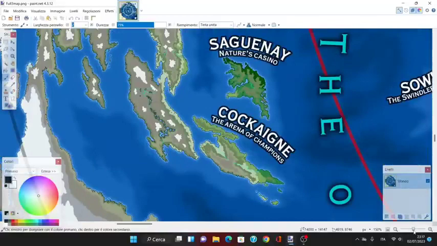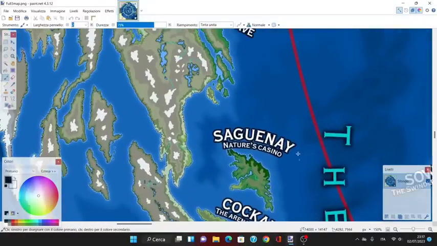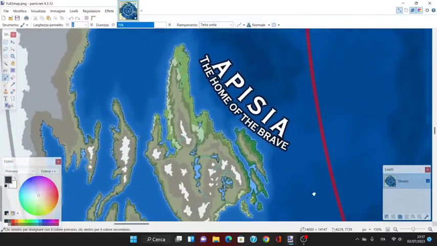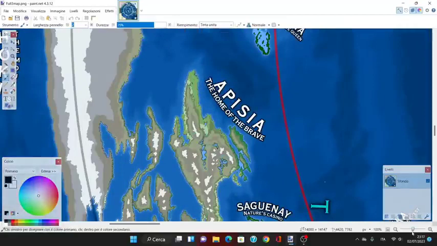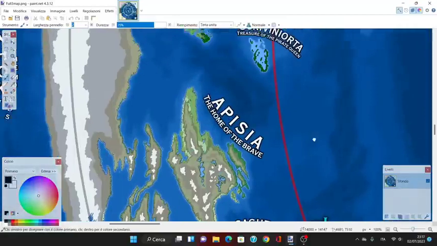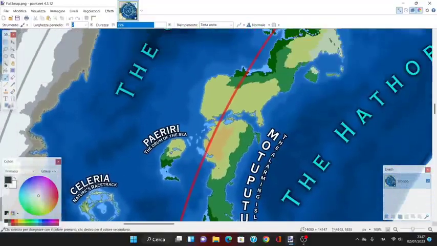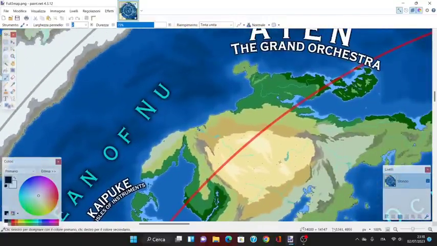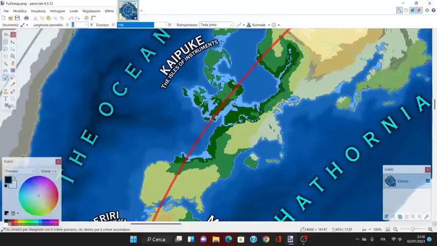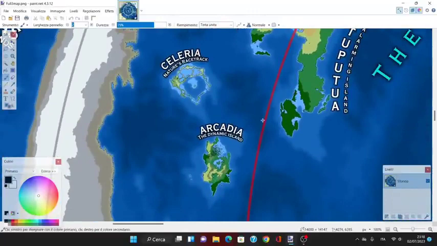Then we have places like Cocaine, the Arena of Champions, Saguenay, Nature's Casino, all places we don't really know much about, and they were briefly discussed on the original map, but we didn't really dwell on them so far. Then Apisia, the Home of the Brave. We did talk about a lot of these ones, like the Motuputua, Tupairiri, and of course Aten, the Grand Orchestra, and the different races of beings that exist on Aten, or Kaikuke, the Isles of the Instruments. But then we have places that we didn't really mention, like Arcadia, the Dynamic Islands, and then Celeria, Nature's Racetrack.